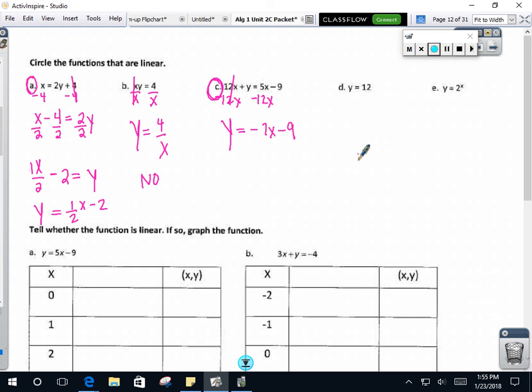Okay, let's graph it. Well, I'm not going to do that right now because you won't see it anyway. Isn't that the same as y equals 0x plus 12? So it's just a line that's horizontal, 0 slope, that would cross the y-axis up at 12. So that's linear. What about E? No. That is not a linear function. It has to be in y equals mx plus b form.